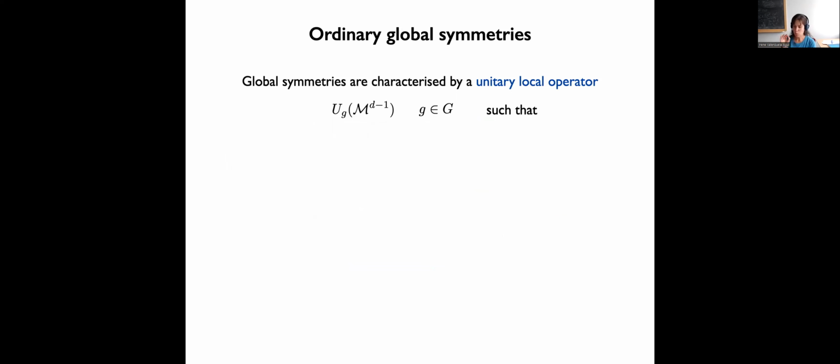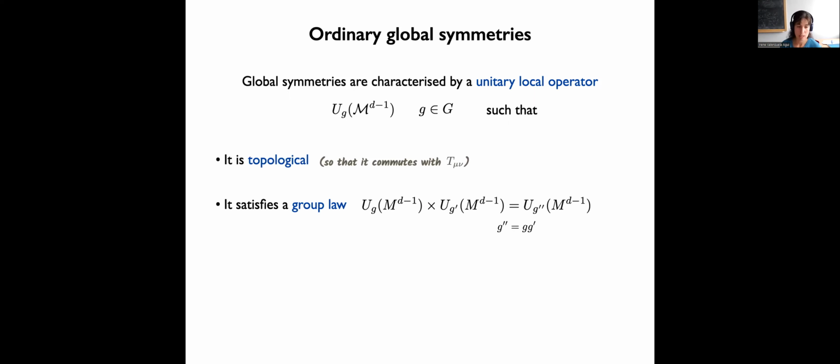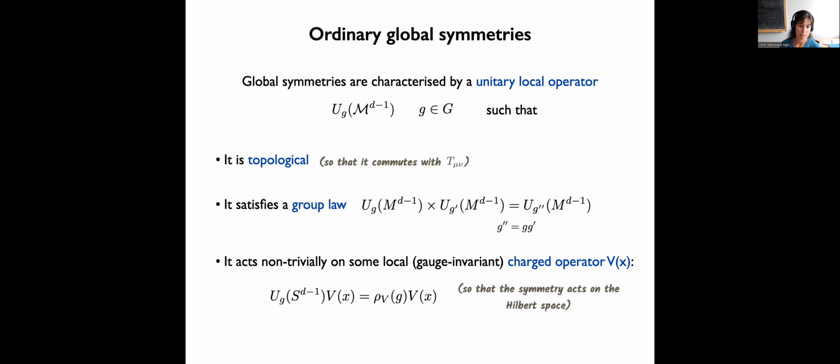Now, to define better what is the difference between global and gauge symmetries in terms of the topological operators, it is about whether the charge operators are gauge invariant or not. So let me just set notation, what is the definition? As you all know, global symmetries are characterized by some unitary operator, which is topological, so it's conserved. The operators satisfy a group law, and they act non-trivially on some gauge invariant charge operator.